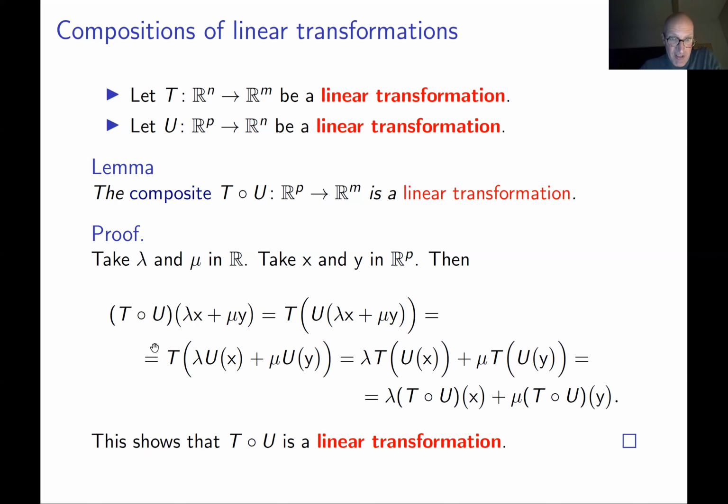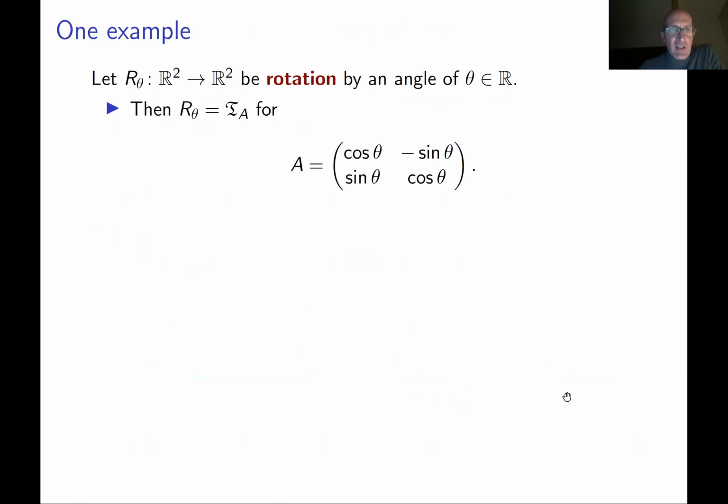Okay, so good. Let's consider just one example to see how it works. Let's consider the rotation of the plane by the angle theta counterclockwise. And we know that this linear transformation can be obtained as a multiplication by this matrix. This R theta is T_A, where A is this matrix. Again, this is an important matrix. All of you have to remember this matrix.